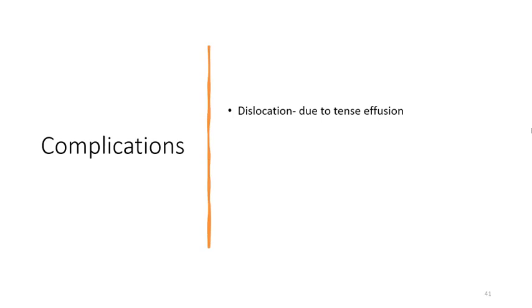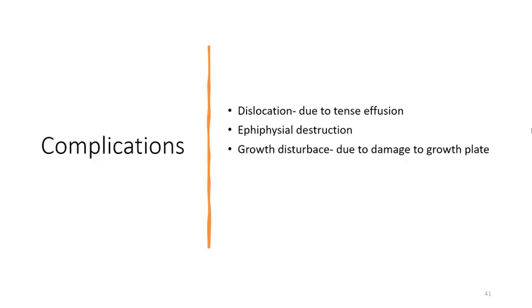So complications: dislocation of the joint due to intense effusion and the pressure inside the joint space. Epiphyseal destruction due to direct spread of infection from the joint space into the bone. Growth disturbances if the infection goes up to the growth plate, especially in children, the growth plate will get disrupted, causing growth disturbances. Ankylosis, maybe due to bone ankylosis or fibrous ankylosis. So that's all I have to say on bone and joint infection.